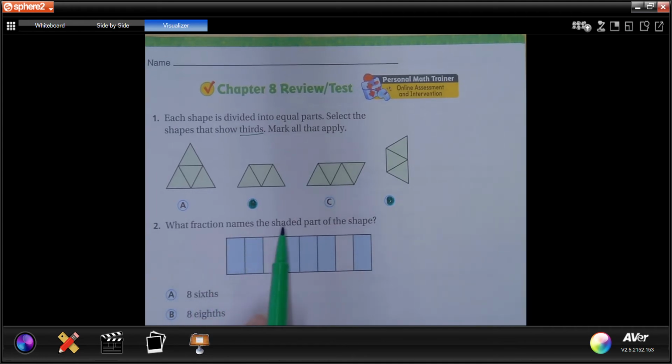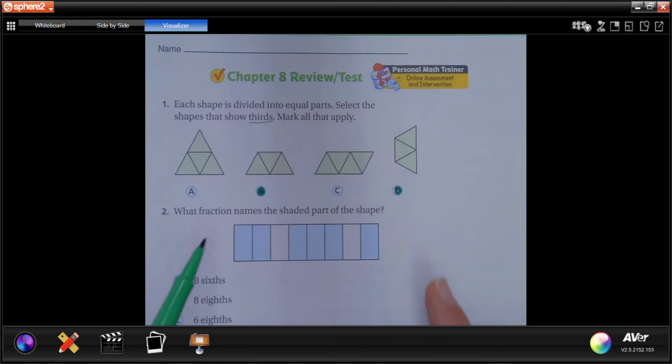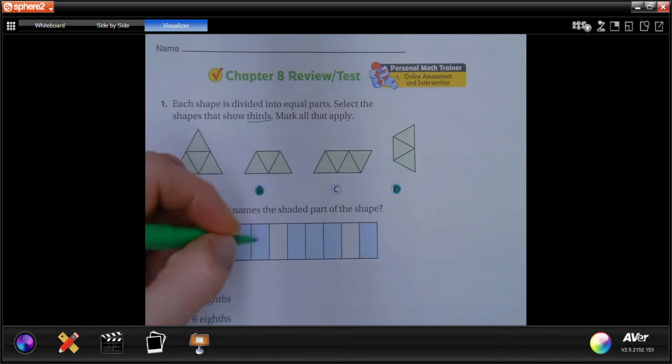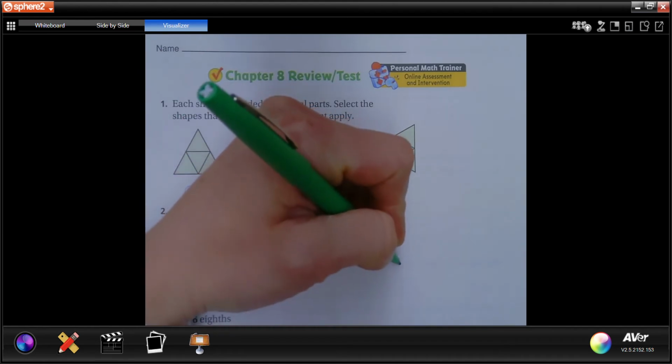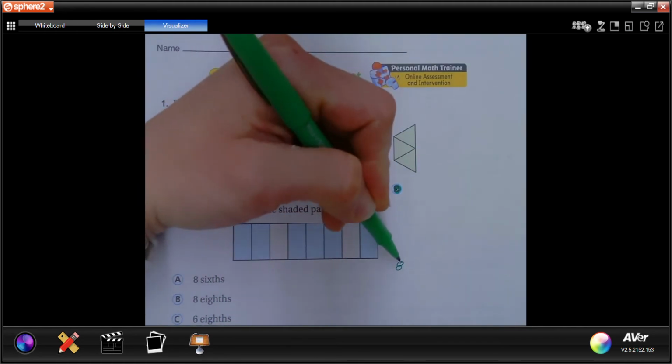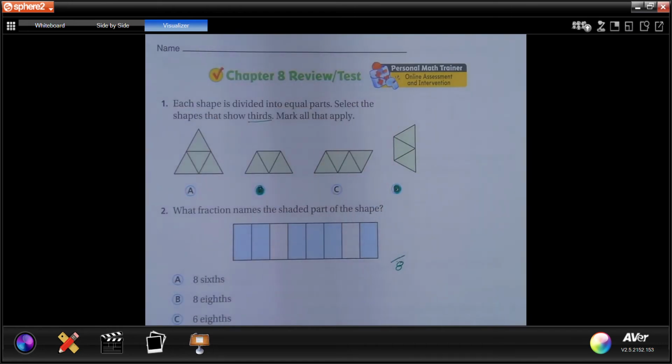Number 2. What fraction names the shaded part of the shape? Well, if this is one whole shape and it is split into how many parts? 1, 2, 3, 4, 5, 6, 7, 8. Okay, well, we know that we have 8. So what fraction names the shaded part of the shape? Well, 8 is our number in the whole, so that's our denominator. So what's our numerator? How many are shaded? 1, 2, 3, 4, 5, 6. 6 out of 8, or 6 eighths. 6 eighths.